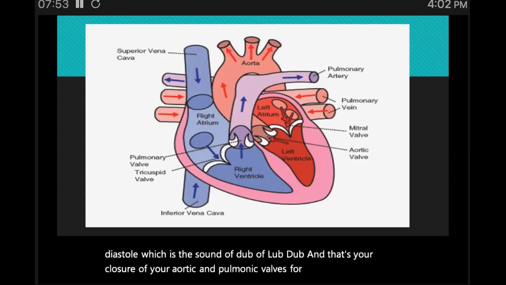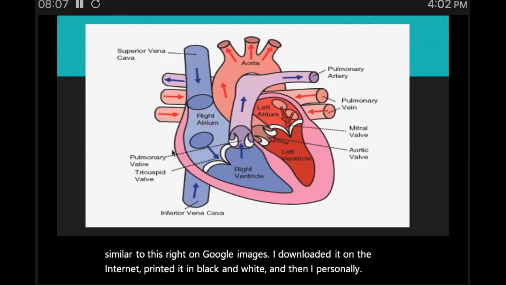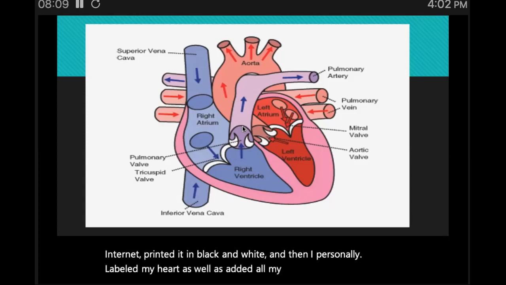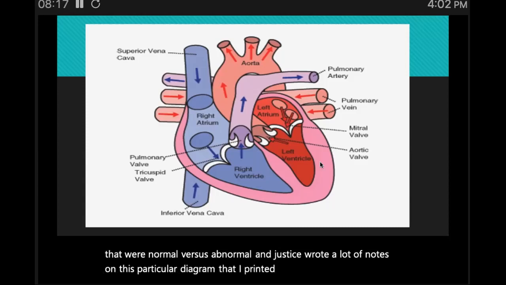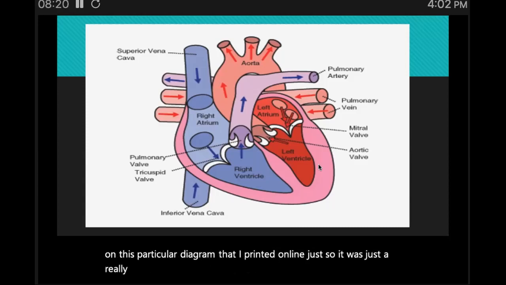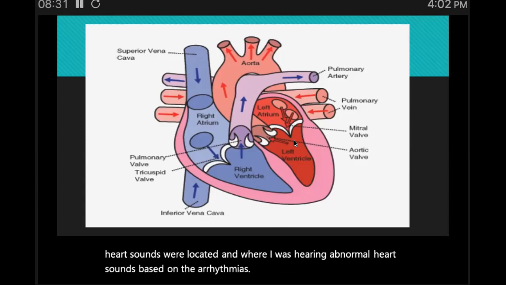For me, guys, as a study tip, one of the things I did was get a diagram very similar to this right on Google Images. I downloaded it on the internet, printed it in black and white, and then I personally labeled my heart, as well as added all my notes on my heart sounds that were normal versus abnormal, and just wrote a lot of notes on this particular diagram. It was a really helpful visual guide in trying to understand where the heart sounds were located and where I was hearing abnormal heart sounds based on the arrhythmias and the heart murmurs.